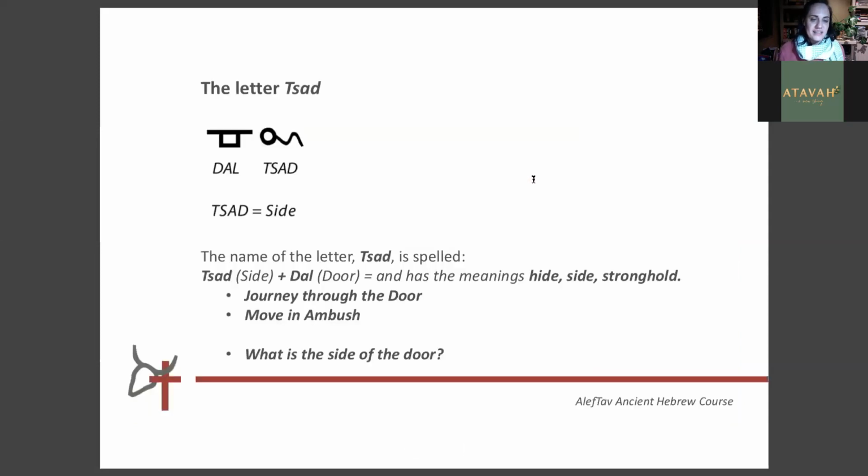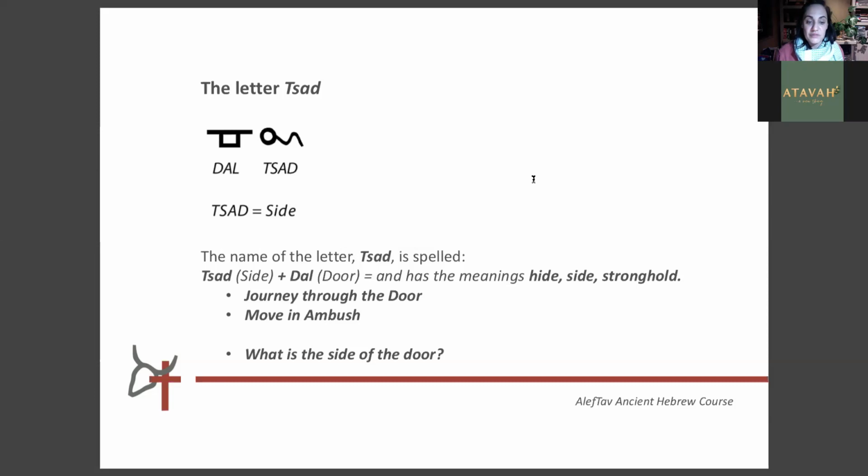Okay. The letter Tzad. So the parent root that spells the name of the letter is spelled Tzad and Dal. So if we look at the pictures, we know now that Tzad means side, man that lays on his side. And then the Dal means door. We also know that it refers to the Messiah. And the root word Tzad has the meanings to hide. It means side and it means stronghold. So if we combine the meaning of the pictures, we get the deeper meaning to journey through the door, to go on a journey with Messiah.